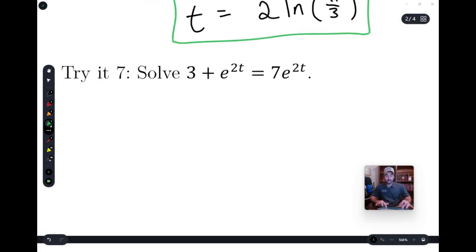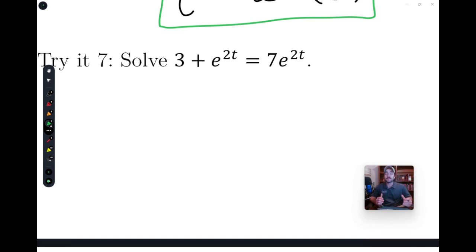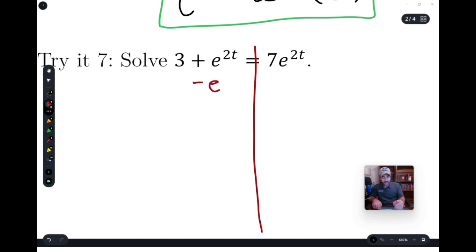I'll do this one more time. We're going to combine like terms first, just like we would with any variable set. So let's get the e's on the same side. So 3, draw our line. How do we get those e's on the same side? We're going to subtract them. Minus e to the 2t, minus e to the 2t.